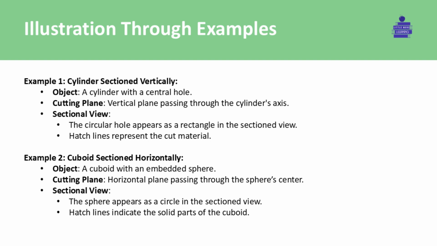Our second example is equally fascinating, a cuboid with an embedded sphere. When we cut horizontally through the center of the sphere, what do you think we see? That's right, a perfect circle. This is because any horizontal slice through a sphere creates a circular cross-section. These examples demonstrate how sectioning helps us understand complex 3D shapes through their 2D representations.